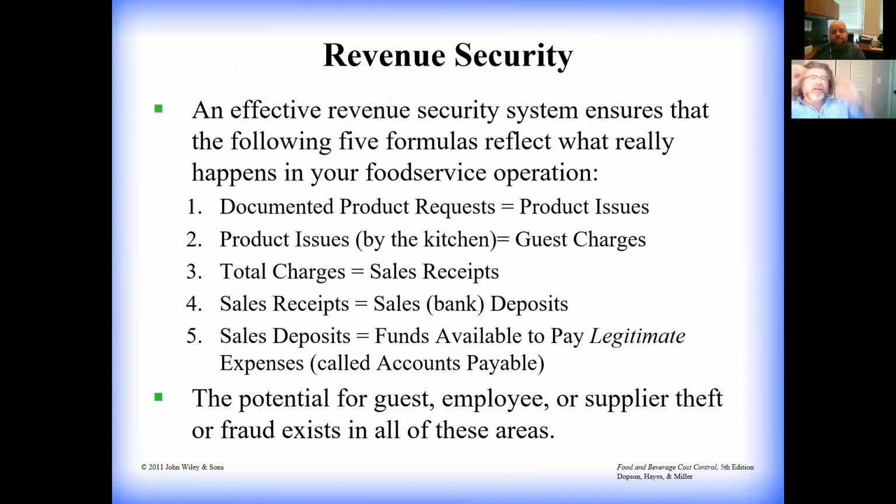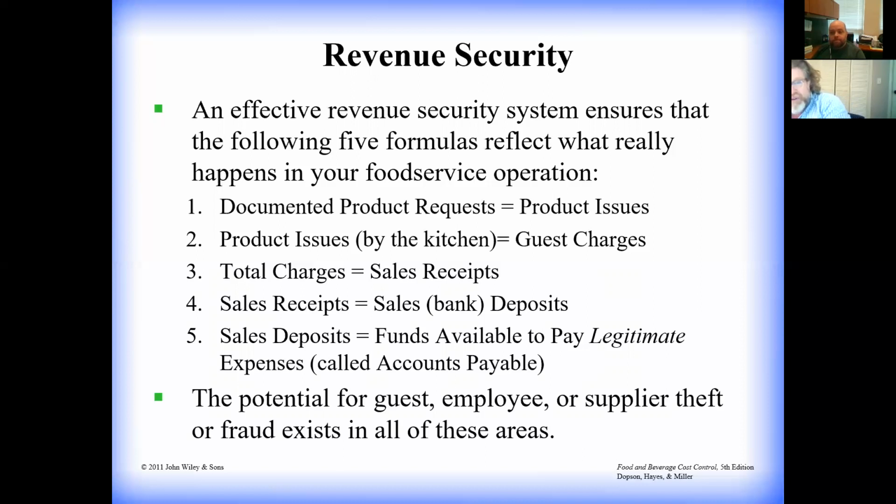Okay, so the effective revenue security system. This is what I talked about with the reconciliation. So these 5 things, this is it. Documented product requests, issues, products issued. So if someone in the kitchen goes and says, hey, I need a case of steak, were they given a case of steak? And then the product issued, whatever was given to the person in the kitchen matches what the guest was charged for. So if I have 10 steaks that are missing from the kitchen, were there 10 steaks sold? Then total charges, the amount of tickets that came in for those 10 steaks.